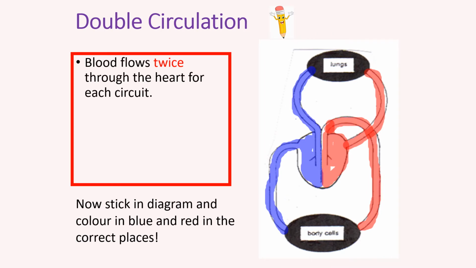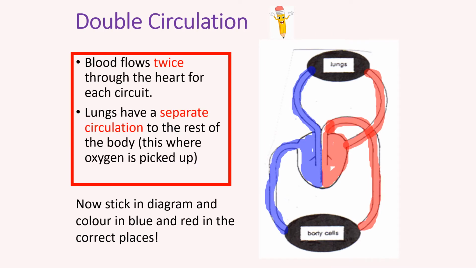The circulatory system has a double circulation. So the blood flows twice through the heart for each circuit. So lungs have a separate circulation to the rest of the body. This is where the oxygen is picked up, obviously, in the lungs. Usually in class we would make a note of this and stick it in. You can find this diagram in Consumables under 8 circulation.